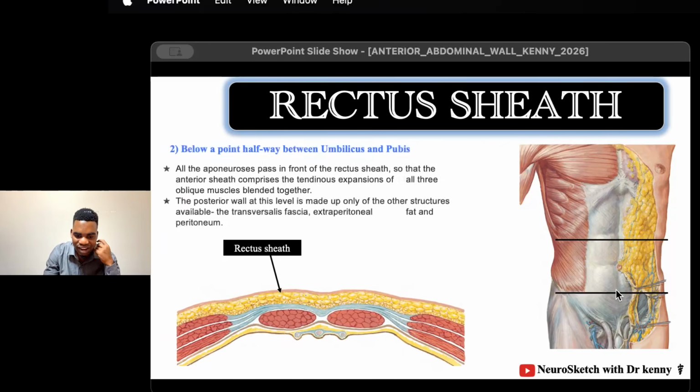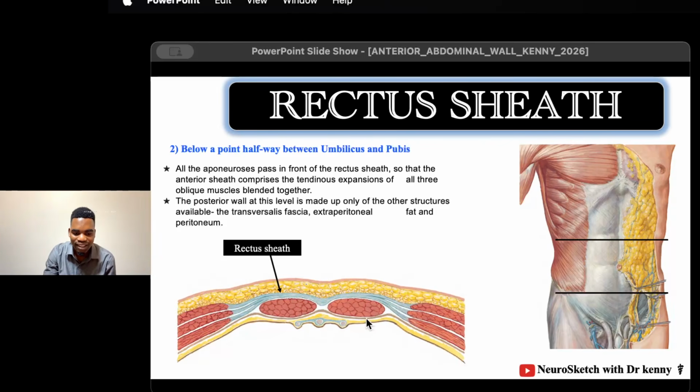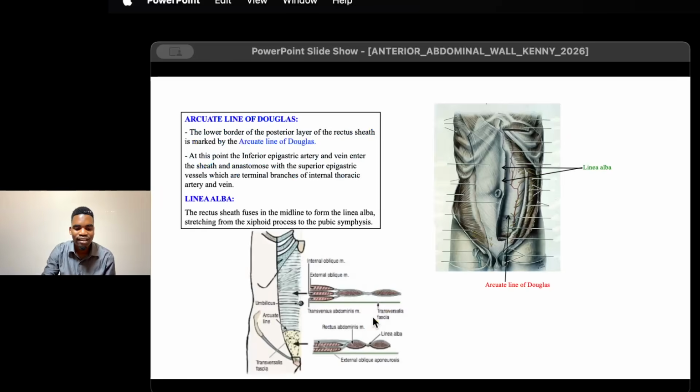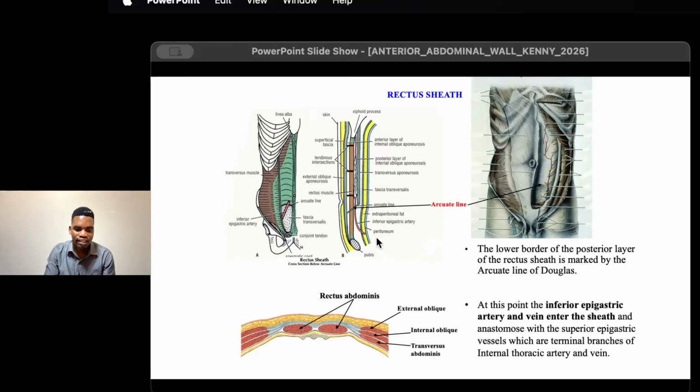But when you go down here, there is no posterior layer, so it disappears. And the point where this posterior layer disappears is called the arcuate line of Douglas. Arcuate line or line of Douglas, the same name. Okay. And also at this region here, at the arcuate line of Douglas, the inferior epigastric artery and vein are getting access to the rectus sheath to go and supply these muscles and the structures of the anterior abdominal wall.